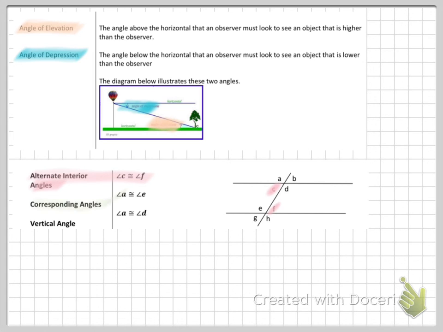Corresponding angles, an example of corresponding is A and E. They're on the left of the transversal, but they're both on the top of the parallel lines. Those are also equal, or congruent is a better word. And then vertical angles, one example of vertical angles just across from each other on an X, A and D, those are also congruent. So if you know one angle, you might also know a bunch of other angles depending on what your picture looks like.